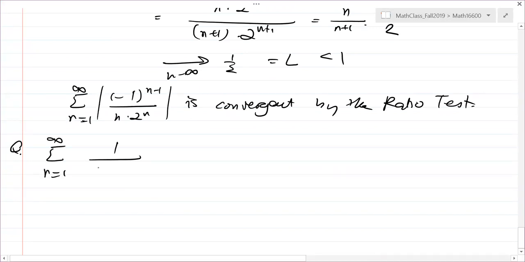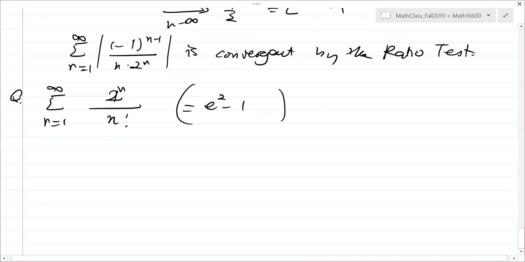It's not necessarily alternating, it could be a series with positive terms. So if I have 2 to the n over n factorial, starting from, yeah, this is finite, I can tell you. It is not only finite, this is actually going to be e squared minus 1. We're going to learn that later. So we want to see whether, don't worry about that. It's fine. It converges to e squared minus 1.